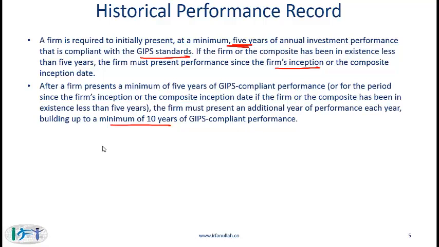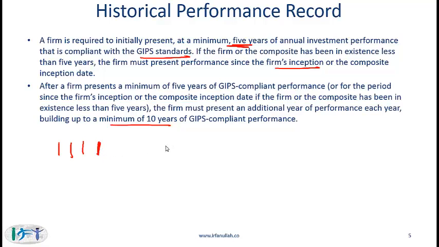If a firm decides that it wants to become GIPS compliant and the firm has been in existence for 3 years, then the firm needs to present GIPS compliant performance numbers for the last 3 years, and then every year after that it adds performance numbers.